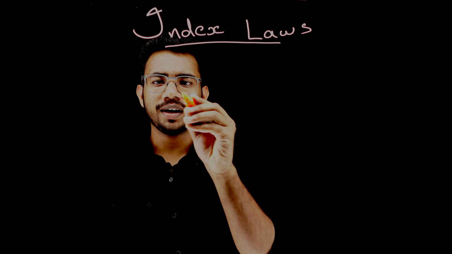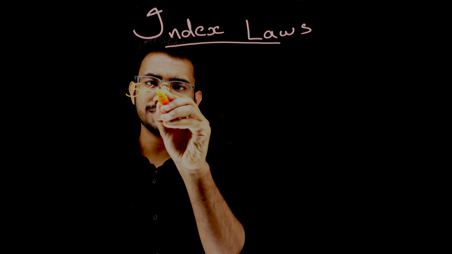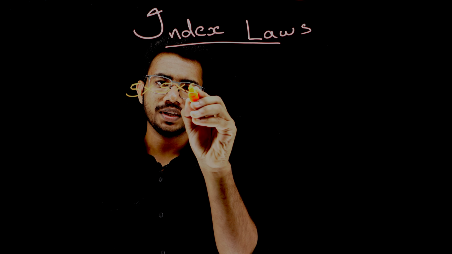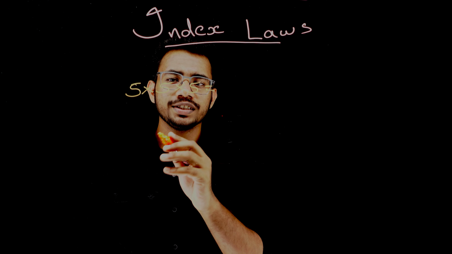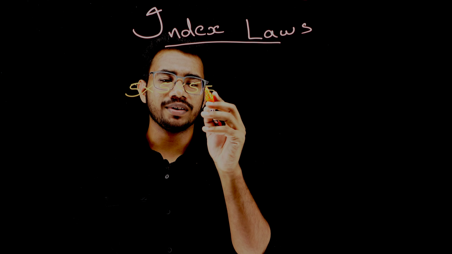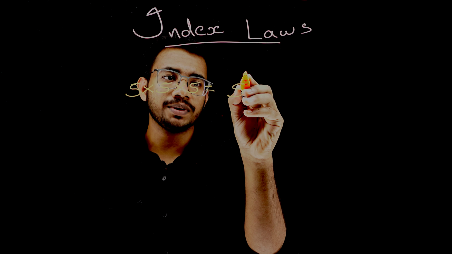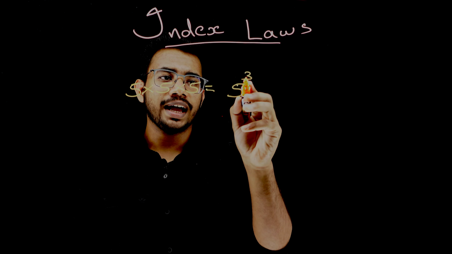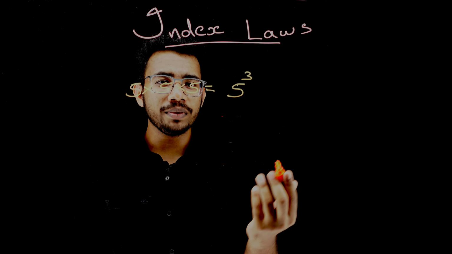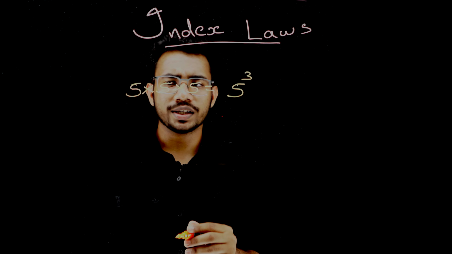Let's say I'm having 5 times 5 times 5. So here I am multiplying 5 three times. So instead of writing it as 5 times 5 times 5, I can write it as 5 to the power of 3. Here 5 is what I am multiplying, and 3 represents how many times I am actually multiplying this 5.